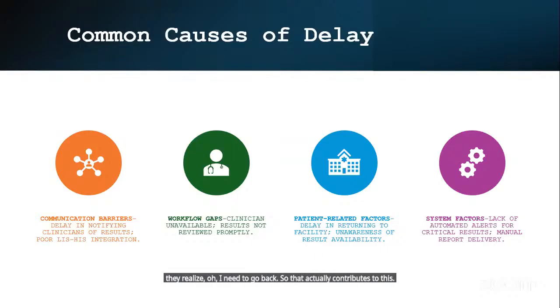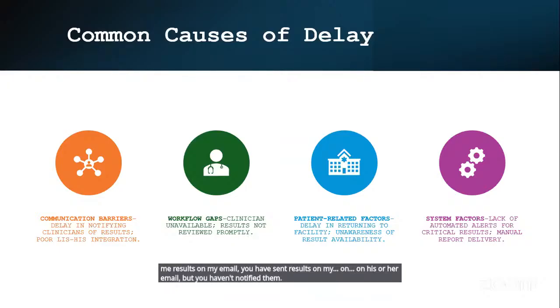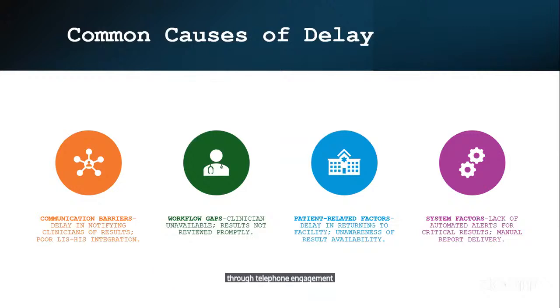Of course, there could be an issue of awareness of result availability. Yes, I pointed out that you have a patient who said send me results on my email. You have sent results to his or her email, but you haven't notified them through telephone engagement that we have sent results. Of course, that actually raises this concern as such.